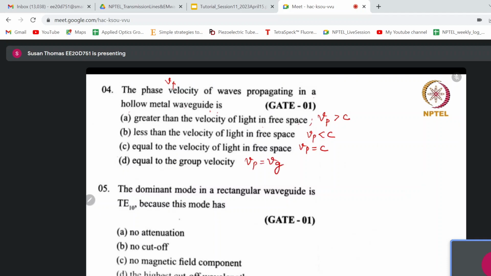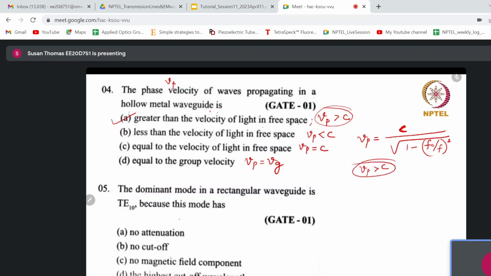Okay, so among this is very easy and simple understanding. First option is correct. Always Vp will be greater than C. To just refresh that concept, if you remember, Vp is equal to C by square root of 1 minus Fc by F the whole square. Where Fc is the cutoff frequency of that particular mode, F is the operating frequency, C is the velocity of light in free space. So from this equation, it's very clear that Vp will be always greater than C.